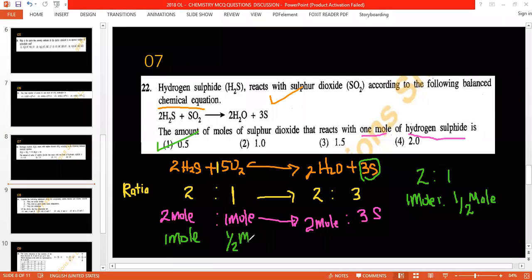I'm going to ask now, what about the water molecule which is formed? The ratio between H2S and H2O is 2 is to 2. Which means if it's a 2, then it will be 2. If it's a 1, it will also be what? 1.